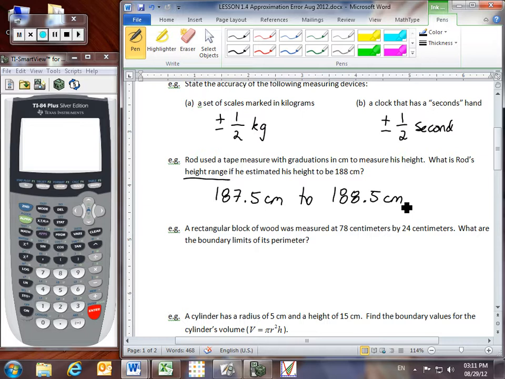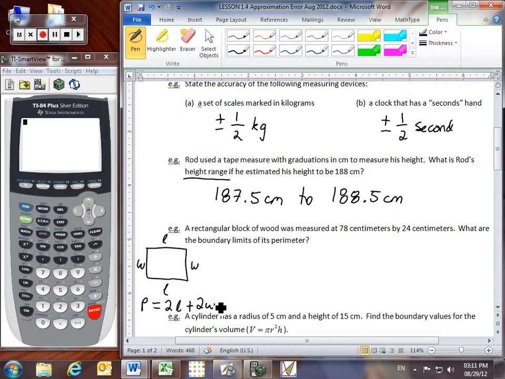Next example, a rectangular block of wood. We measure it to be 78 by 24 centimeters. Now, of course, we might have rounded off. What are the boundary limits of the perimeter? Just as a reminder, the perimeter is going to be the sum of all four sides. So in the case of a rectangle, with length and length and width and width, our perimeter is going to equal 2 of the length plus 2 of the width.